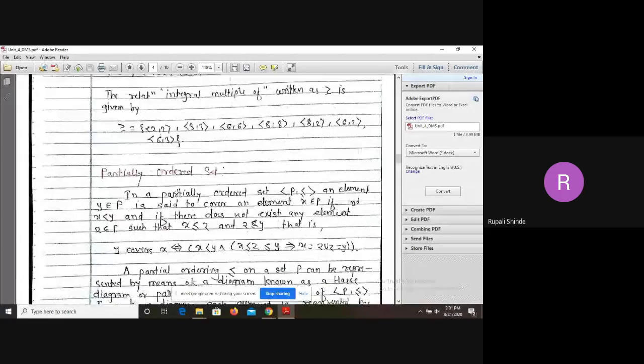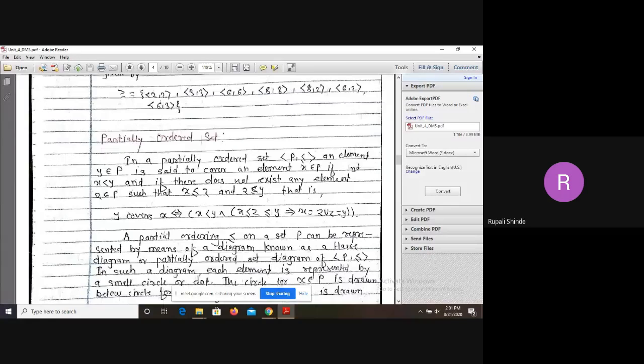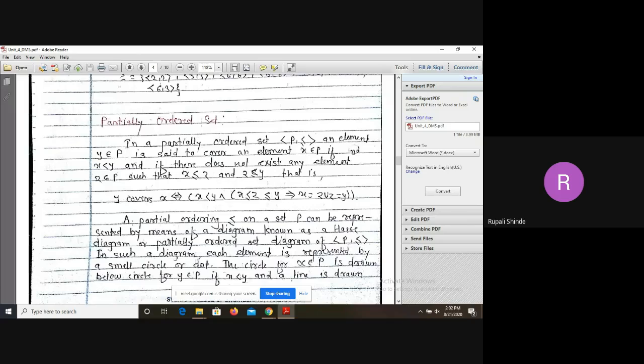Okay. So after that we have seen what is the partially ordered set. We have already seen the meaning of poset. Any set with a partially ordered relation on it is called a poset. Whenever we have to represent this poset, we can represent it by one diagram, and that diagram is called a Hasse diagram. So here we have defined Hasse diagram.